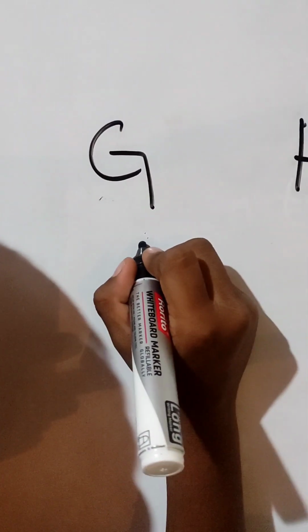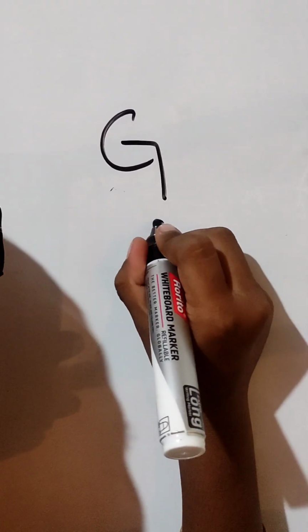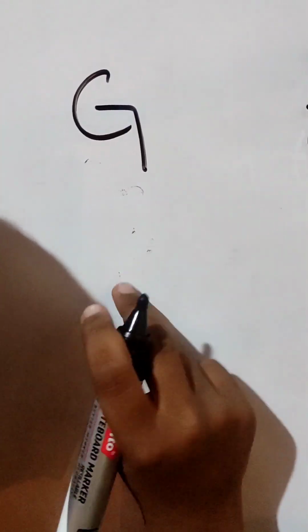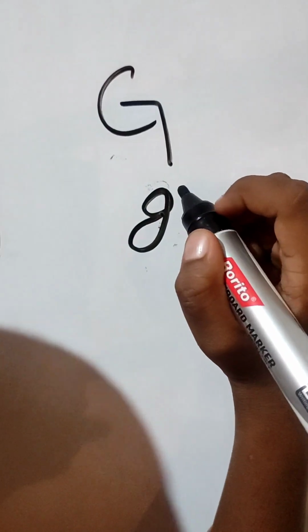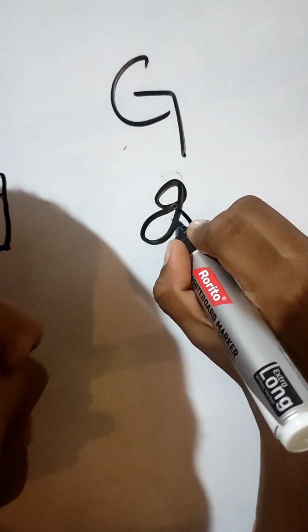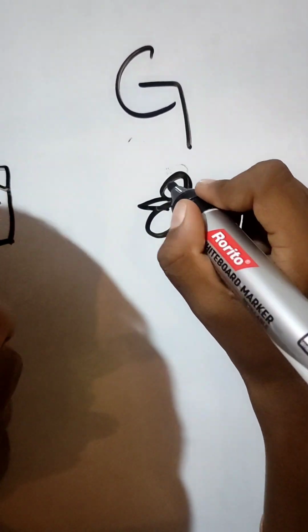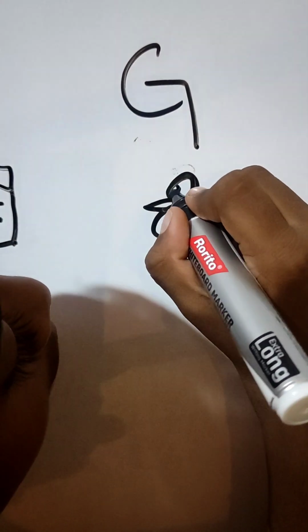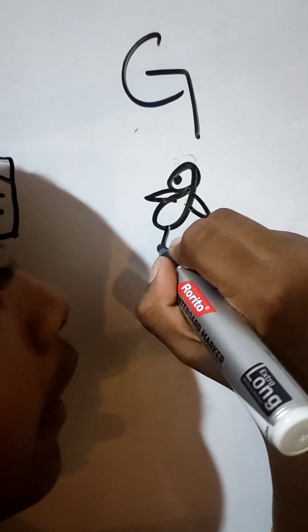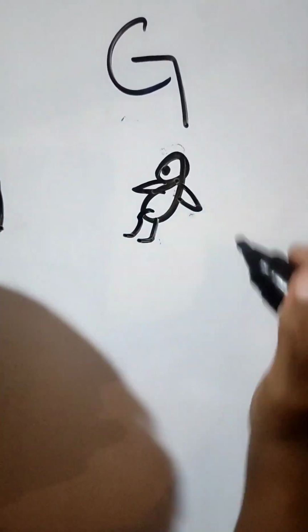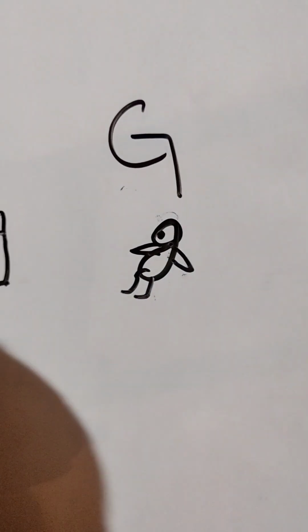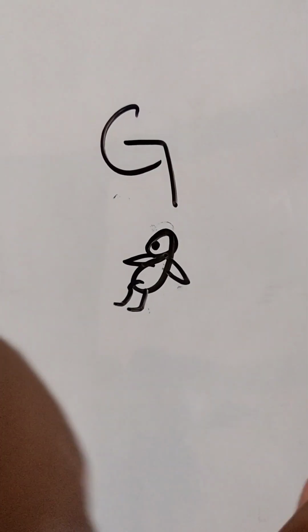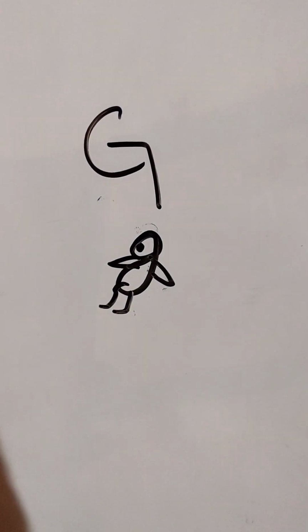The G we will draw as a bird. You have this snow. Just draw like this, and put these legs. What bird is this? This is a penguin. This bird can only be found in cold regions.